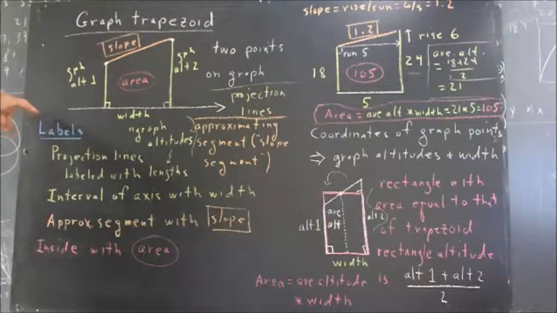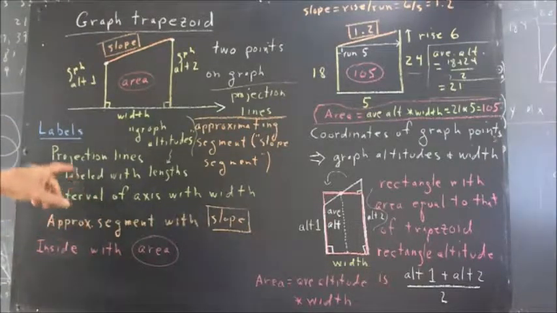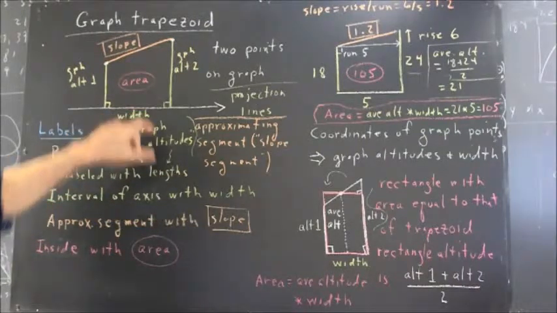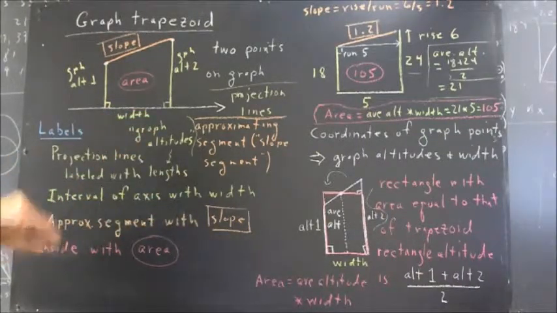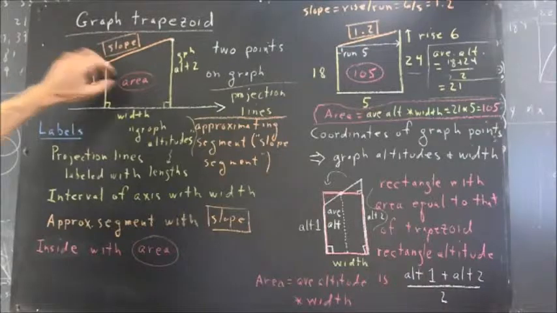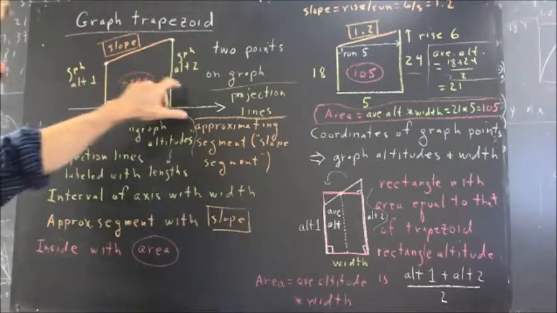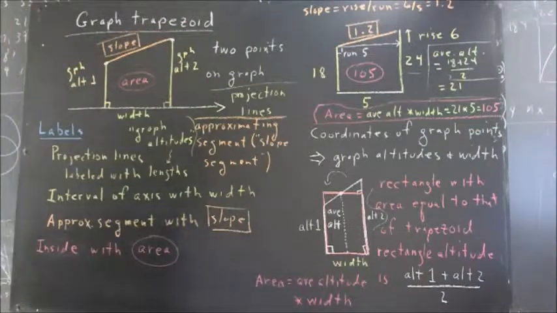Okay, we label the trapezoid. First of all, we label the projection lines with their lengths. We call these the graph altitudes. So we're going to put a number here for the length, a number here for the length. No symbol around the number, just right next to the projection line itself.